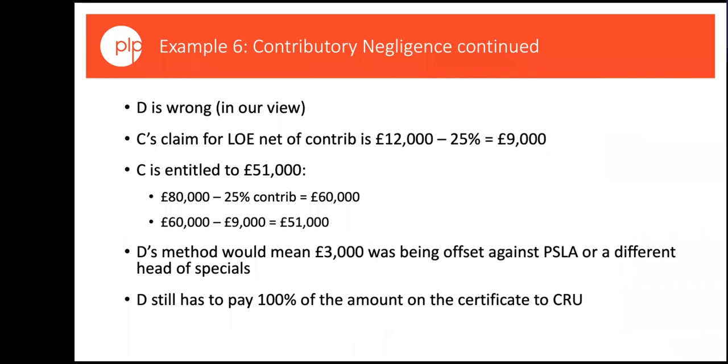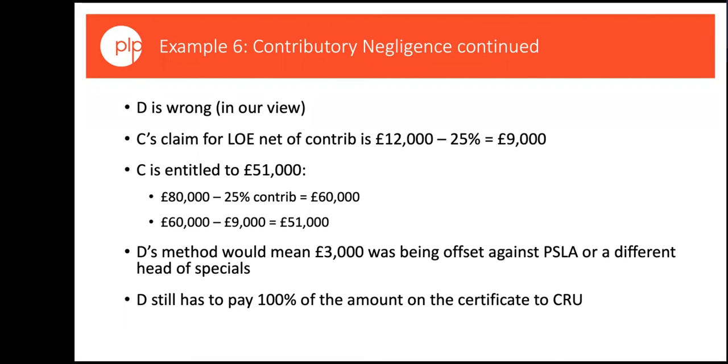In our view, the defendant's wrong because they've missed out a step in the process, and that step is to work out what the claimant's claim for loss of earnings net of contrib is, and that is £9,000. So instead, what should be done is to deduct that £9,000 from the £60,000 to get to £51,000.